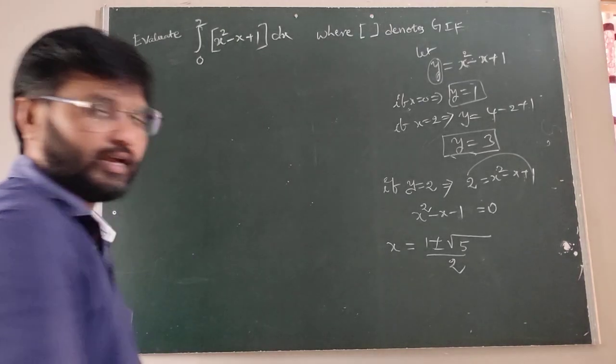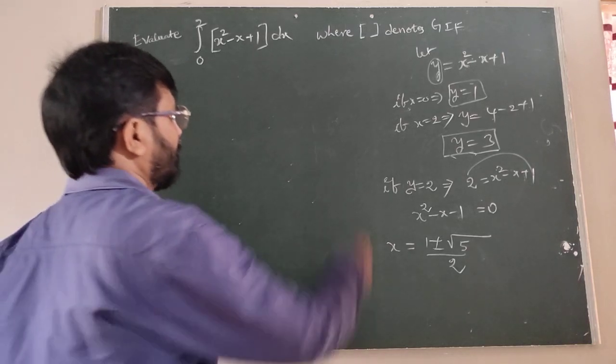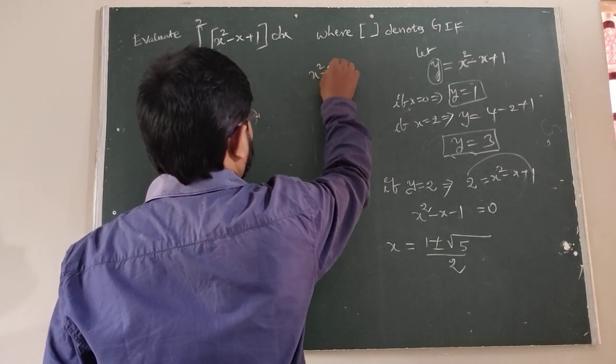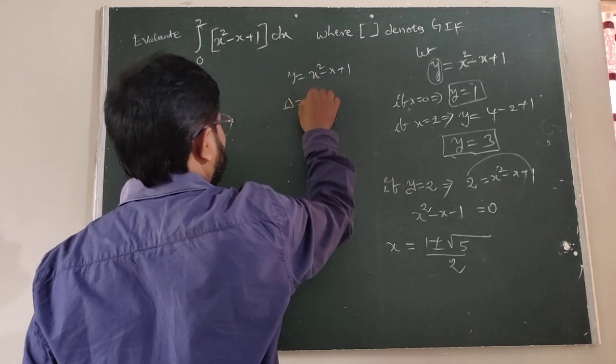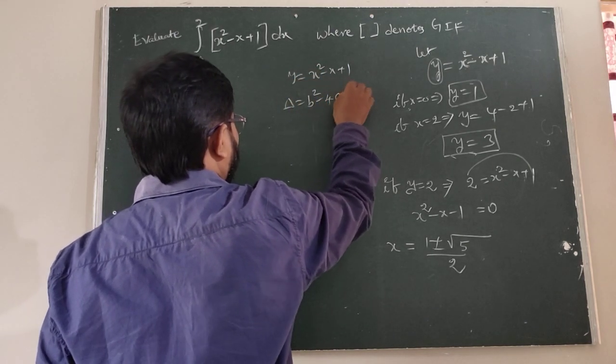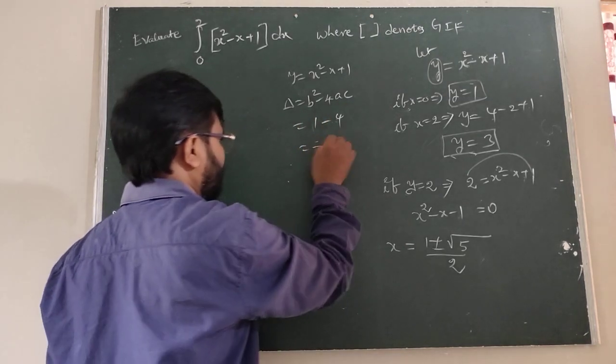But our observation is, what is the nature of the curve here? In the quadratic expressions, I explained that x square minus x plus 1, this is the y. Delta is b square minus 4ac. b square minus 4ac is minus 3 here.